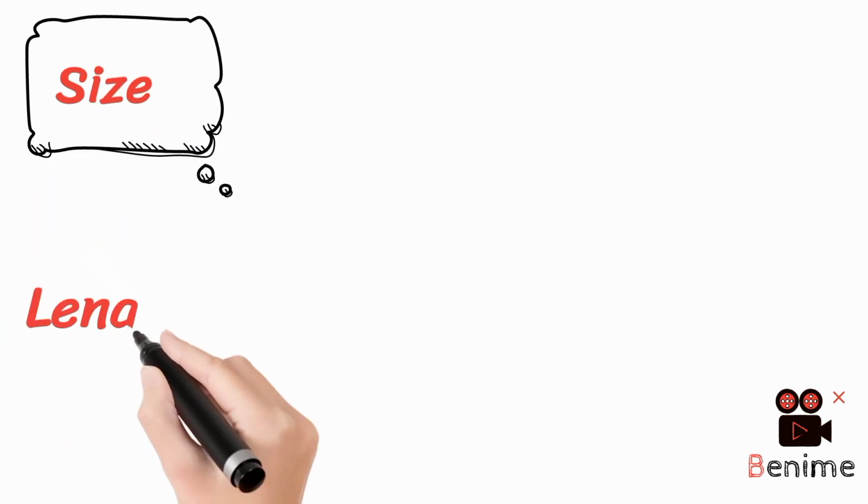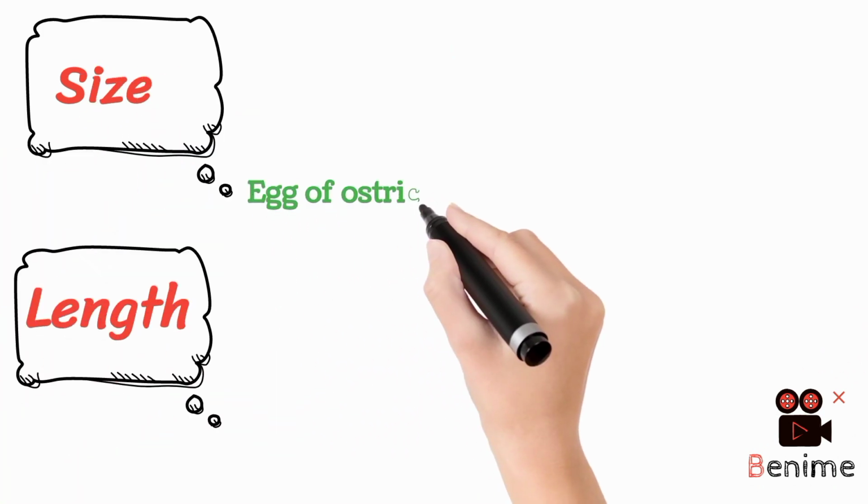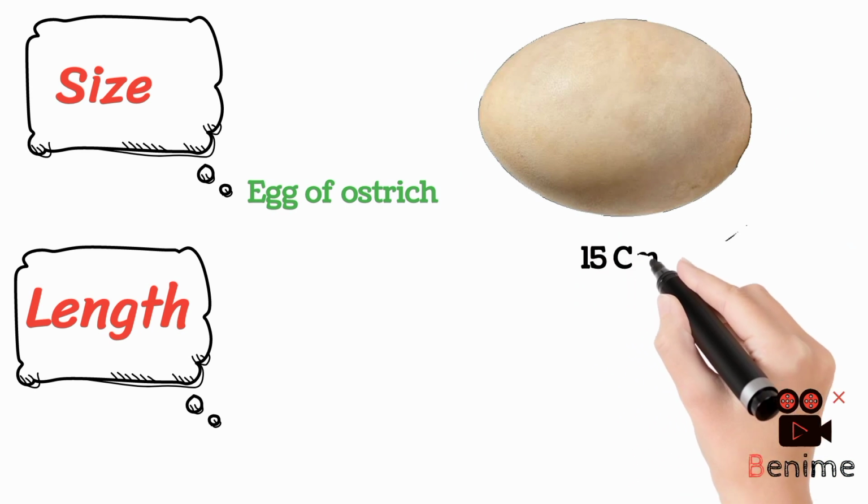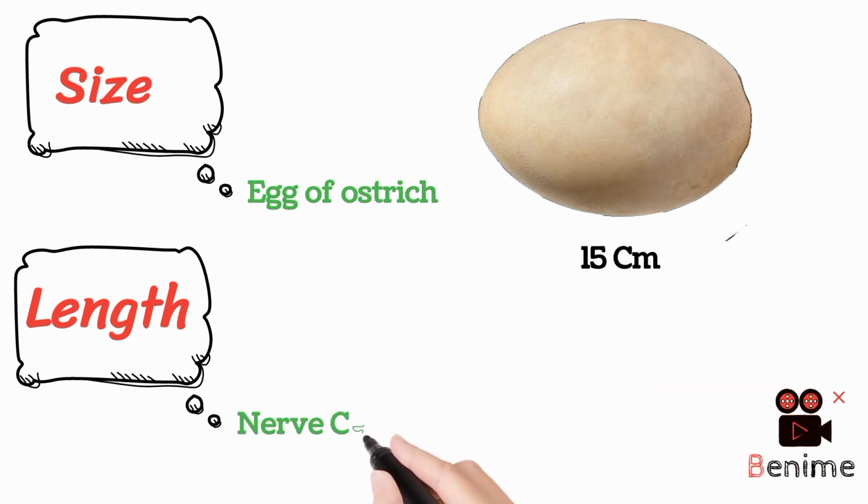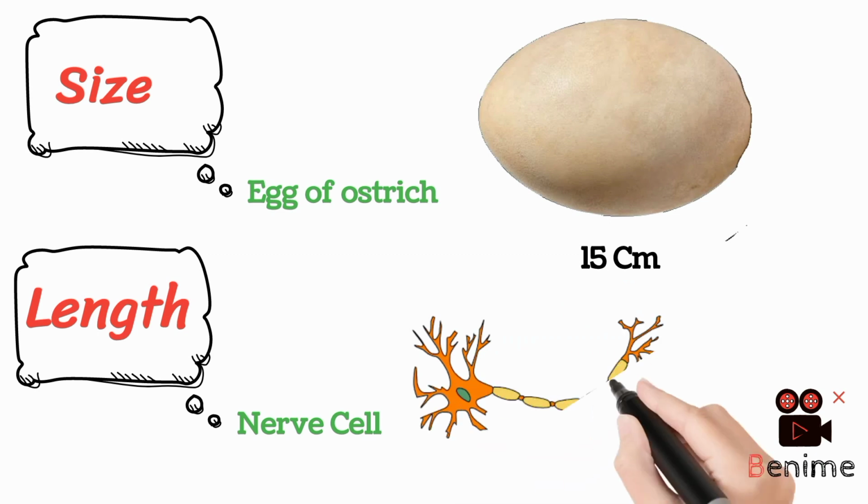On the basis of size and length, the largest cell among the cells is the egg of the ostrich, which is about 15 cm in size, whereas in length, nerve cells are the longest cells in the body. Some of them go up to 1.3 meters in length.